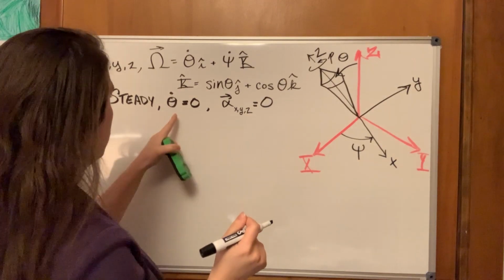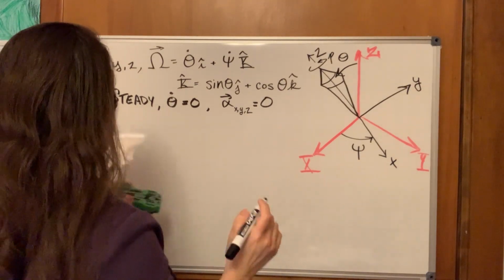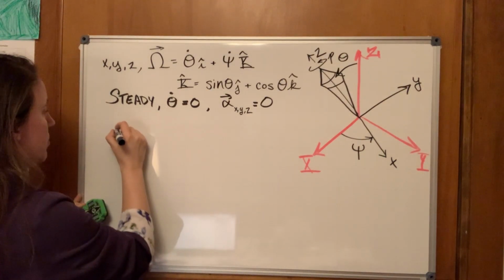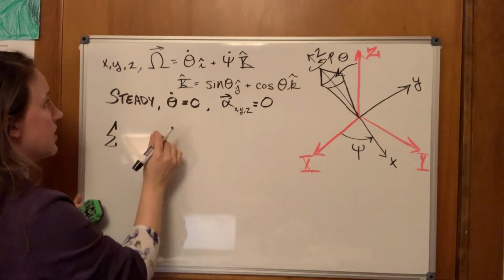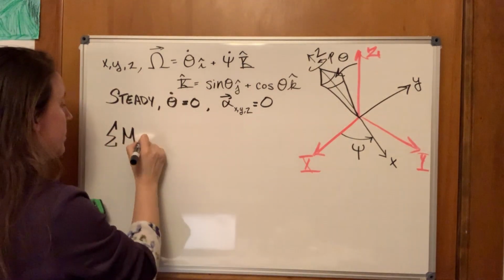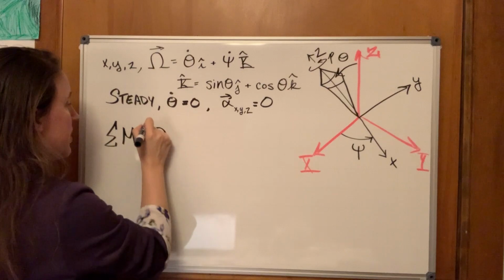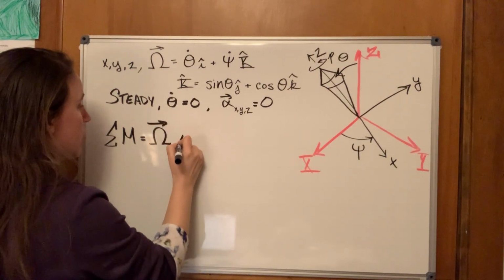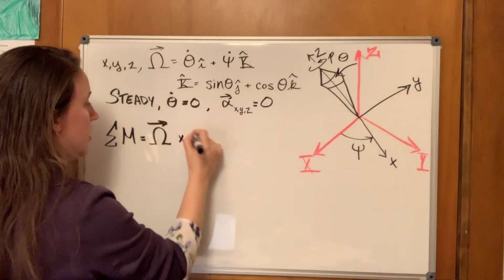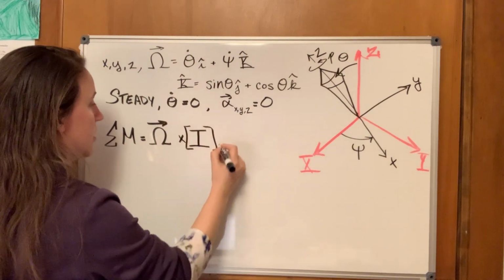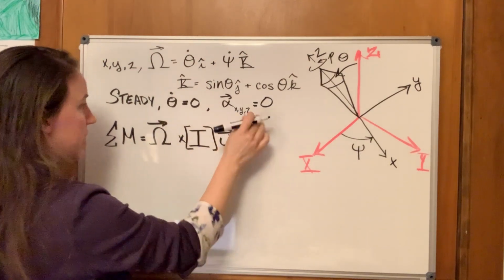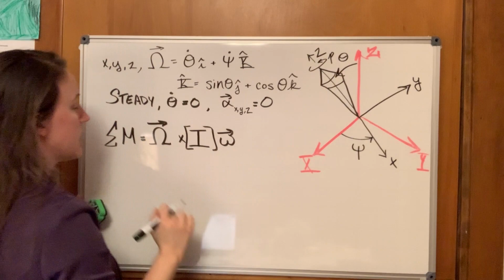All right, so what do we need now? Now all we need is our sum of moments, which is going to be this big omega crossed with the I matrix times the omega vector, because we've already determined that this one is zero.